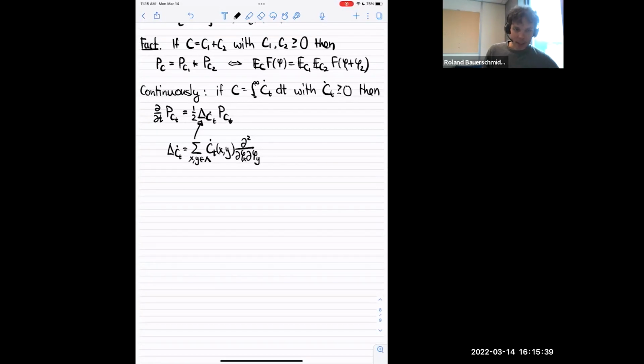Correspondingly, you can also have an analog of the iterated expectation property, which we may formulate now in the way that phi can in distribution be viewed as a stochastic integral.